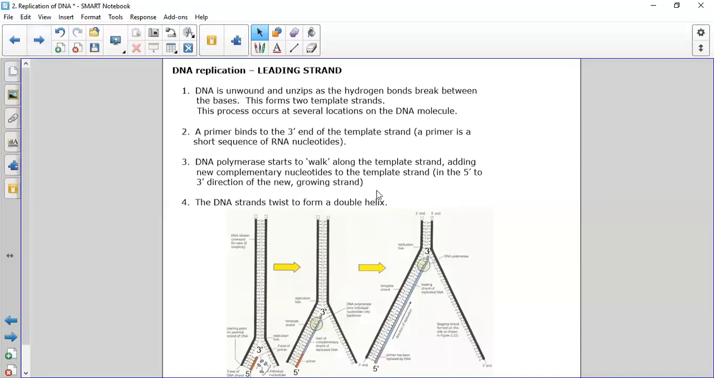Okay, and then the last thing that would happen to that strand there is it would twist back up to form its double helix. Okay, so that strand there is now done, or would eventually be done if we continued on with the diagrams. Now that's quite straightforward. That's why it's called the leading strand.